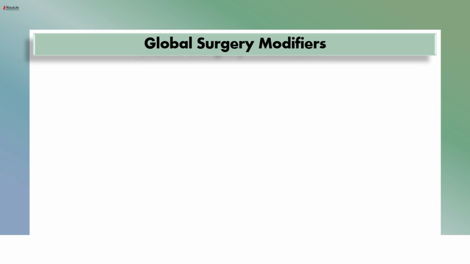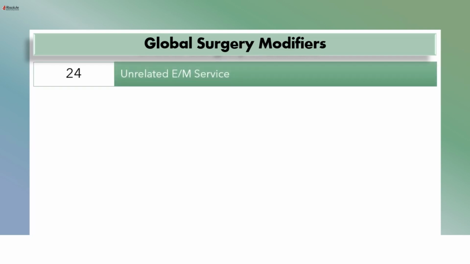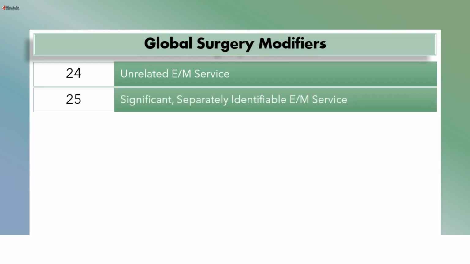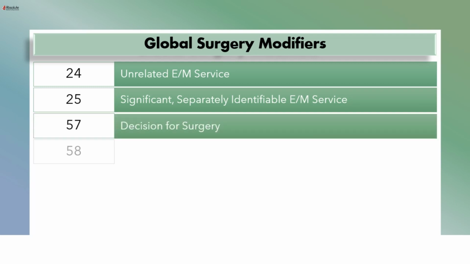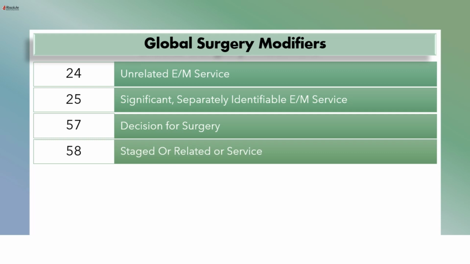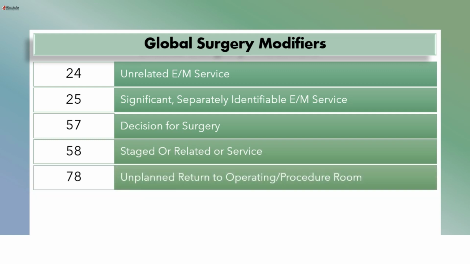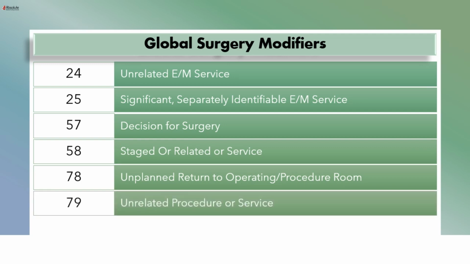Our global surgery modifiers are 24, unrelated E&M service, 25, significant separately identifiable E&M service, 57, the decision for surgery, 58, staged or related service. We have 78, unplanned return to operating or procedure room, and 79, unrelated procedure or service.